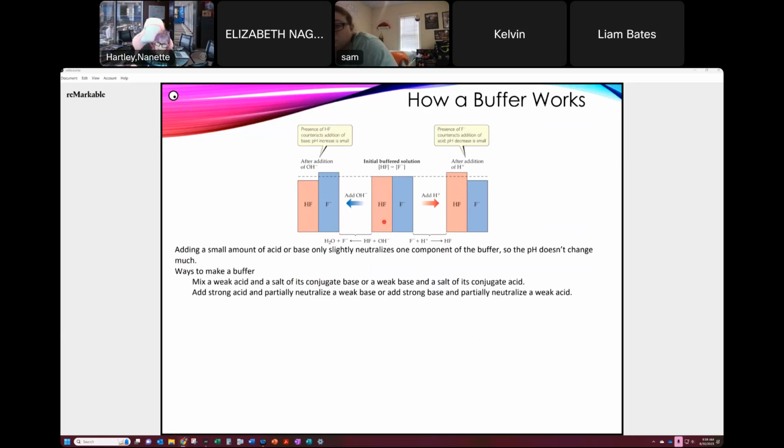On the opposite side, if I take this HF solution and add an OH minus to it from, say, NaOH, then the HF reacts with the OH minus to give me H2O and F minus. That means the concentration of HF has gone down and the F minus has gone up. So that's how our buffer works: we're changing the ratio between the two of them.